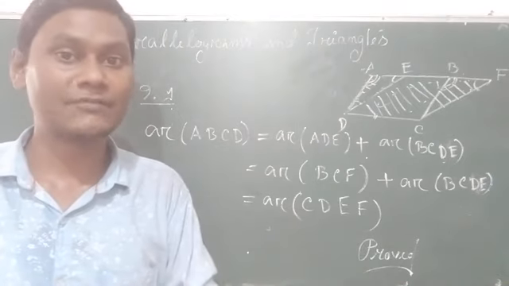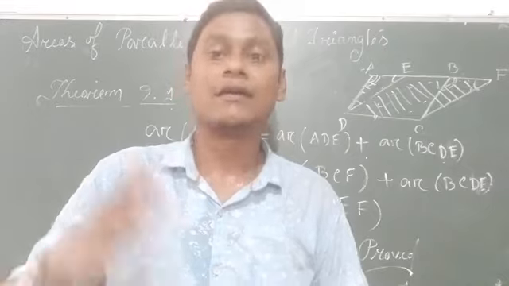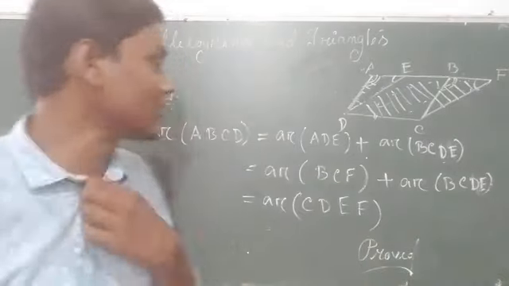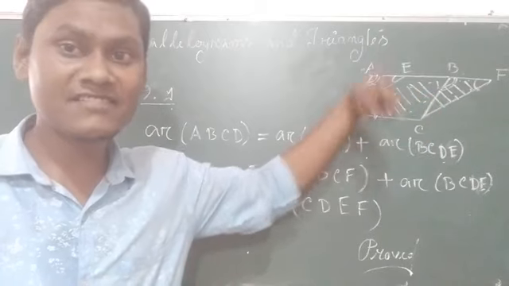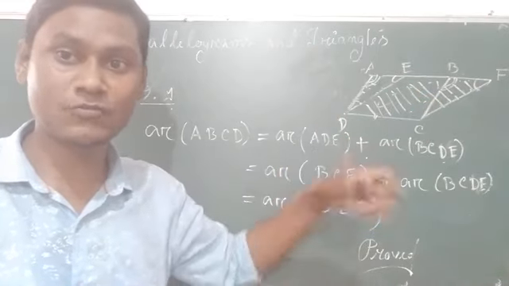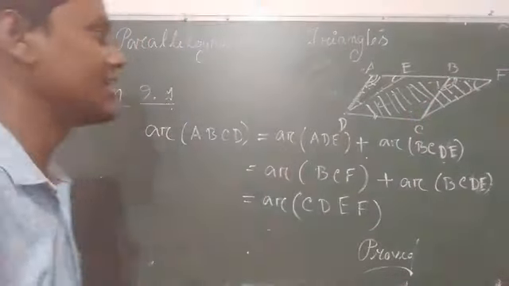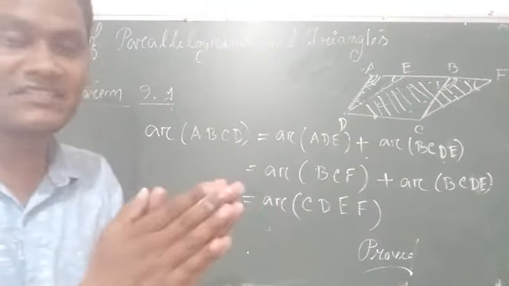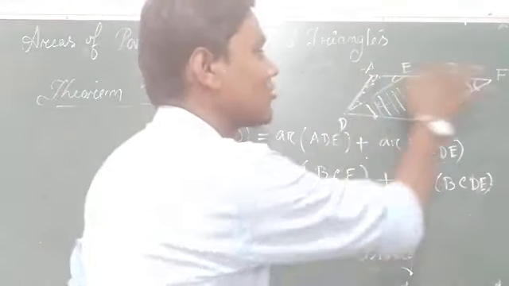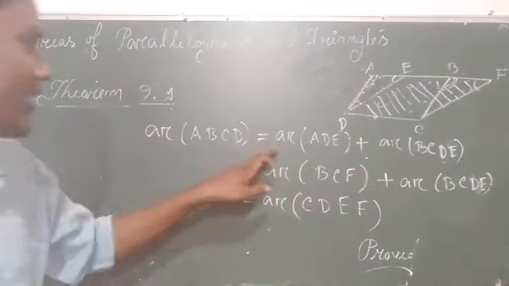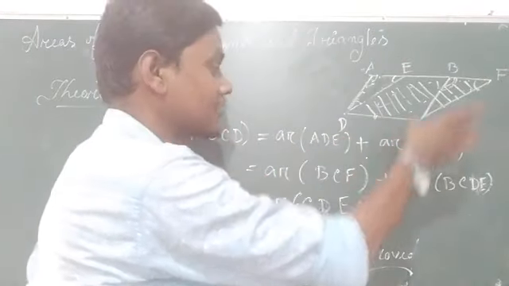First, we have to draw the figure: two different parallelograms on a single base and between the same parallels. After that, I have to show these two particular triangles are congruent. Once I show they are congruent, they will have equal areas. After that, I will write area ABCD. Area ABCD means two figures are included: one is a triangle along with this quadrilateral. So I have separated it into two parts, the area of the triangle plus the area of the quadrilateral.